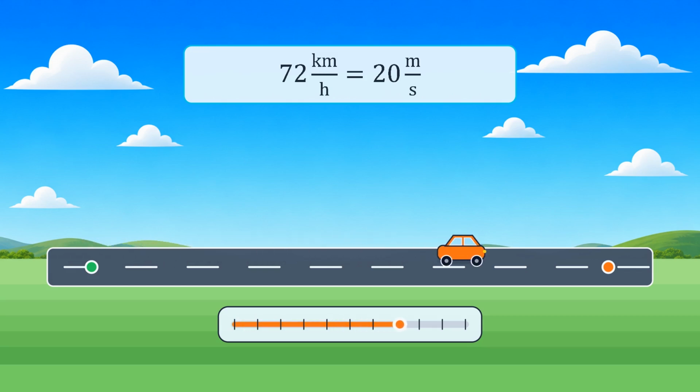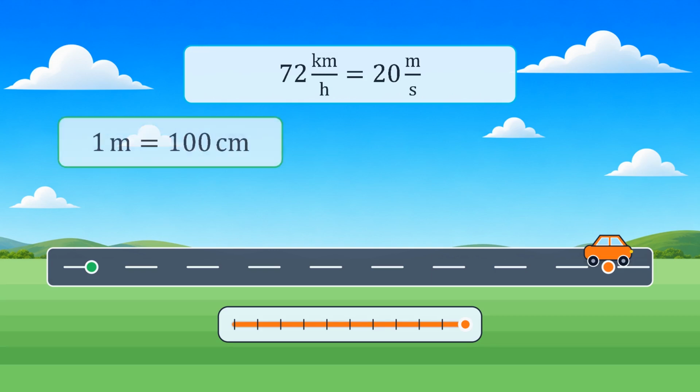A car traveling at 72 kilometers per hour does not suddenly begin moving differently when we say that its speed is 20 meters per second. These are 2 descriptions of the same speed. It is just like saying that 1 meter equals 100 centimeters. The length has not changed. Only the numerical value and the unit used to express it have changed. The same principle applies to speed.